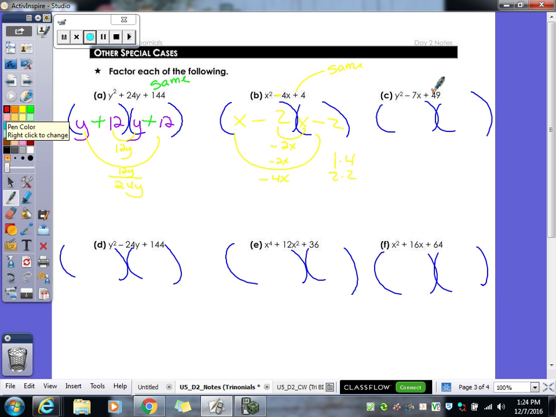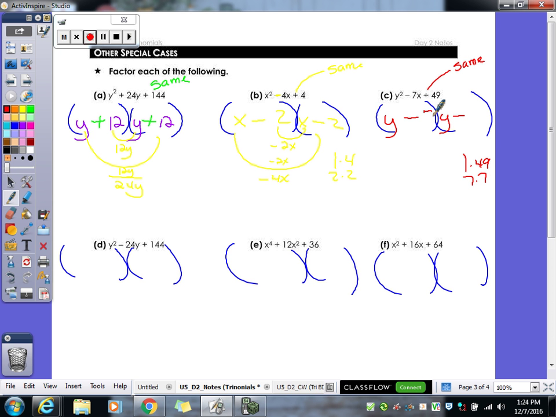Signs same or different, Miles? Thank you, Miles. Same. All right. Now, Miles, how about this one? If I look at the first sign, Miles, it's negative. Does that mean they're both going to be pluses or both going to be minuses? Very good. All right. So I have y times y. What multiplies to give me 49? There's really only 2 things. 1 times 49 or 7 times 7.